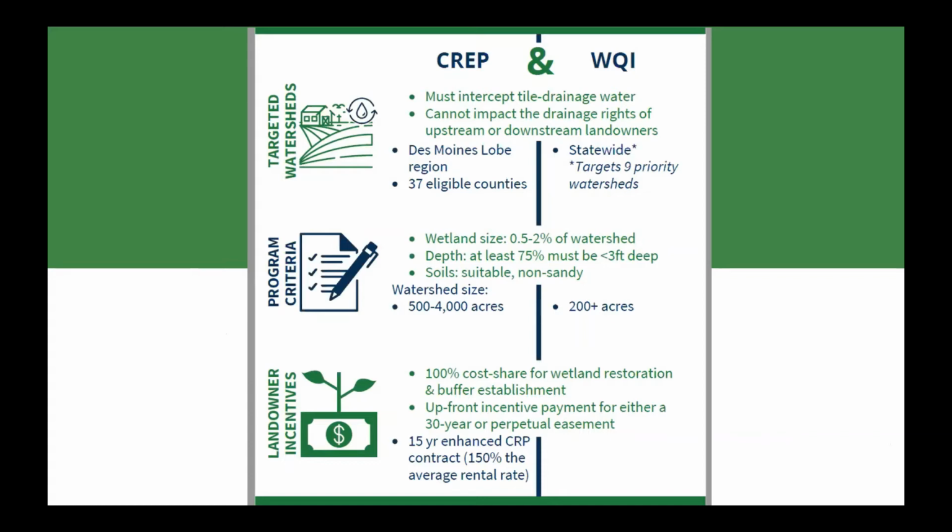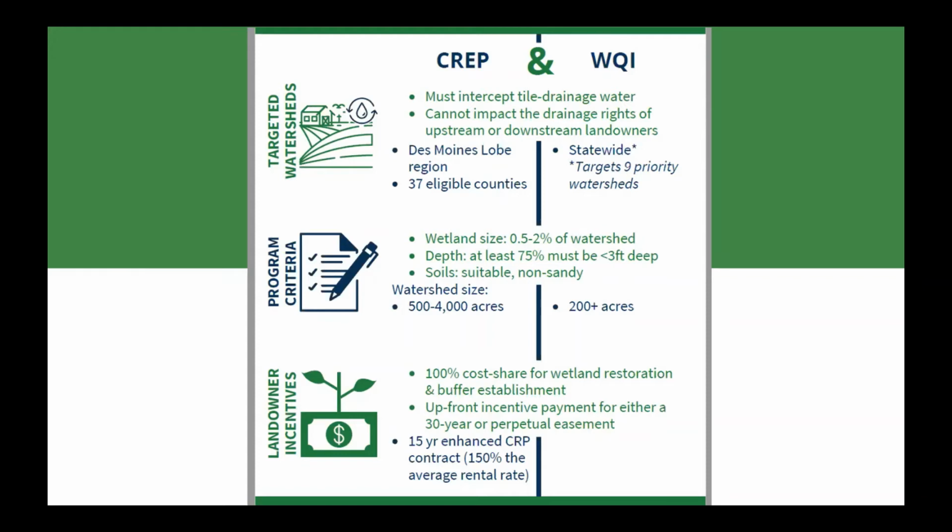to compare a couple of different state funding sources. So see CREP on the left, WQI on the right. And you'll see in the green are shared characteristics, and then the blue dots are what makes them different. Both with CREP and WQI wetlands, we're looking to intercept tile drainage water. We don't want to impact drainage from upstream, but CREP is only eligible in that Des Moines lobe that we talked about earlier. So there's 37 counties that are eligible for that program.